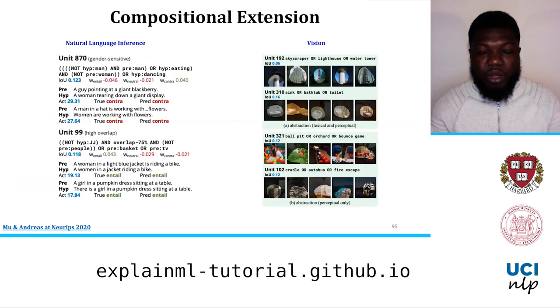There's also been a compositional extension where you can identify a unit in networks that encodes for not just a single concept, but a composition of concepts, like a unit that encodes for skyscraper, lighthouse, or water tower.